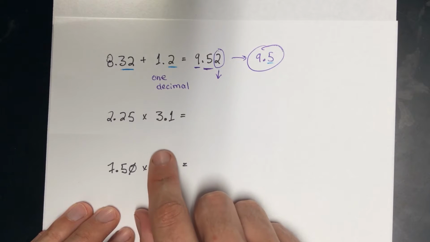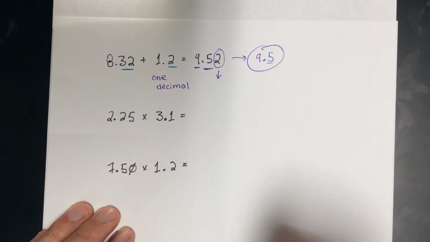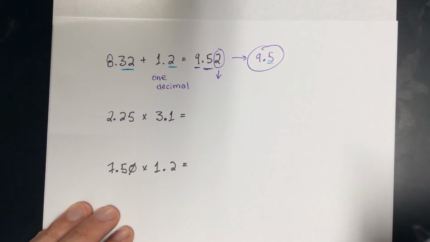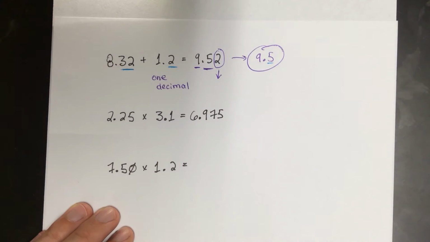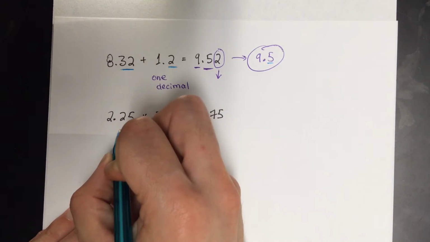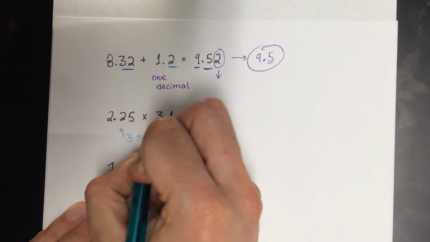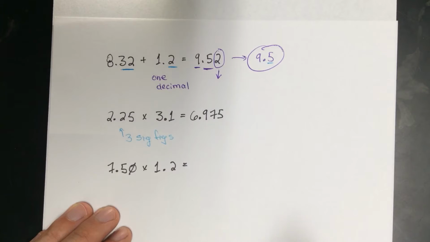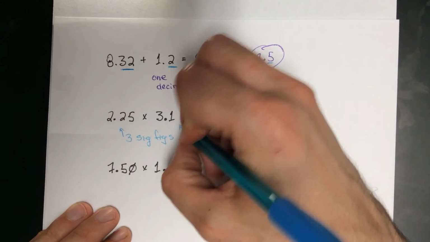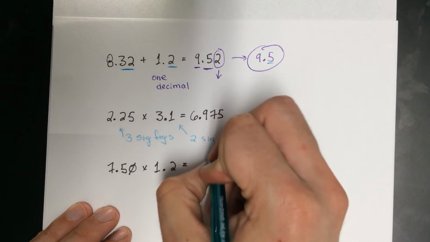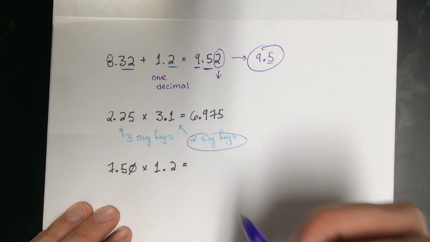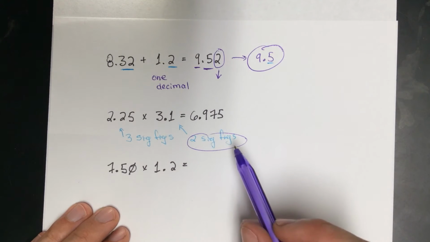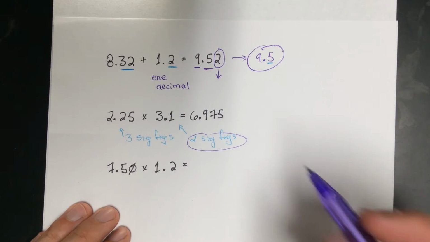For some multiplication division examples, we have 2.25 times 3.1. When we type that into the calculator, it says that the answer is 6.975. But we need to look at the significant figures and decide how to round that answer. So 2.25 has 3 significant figures, because all of the digits are non-zero, so that's fairly straightforward. But 3.1 only has 2 significant digits. Again, all the digits are non-zero, so it's fairly easy to identify that they are significant. So this means our answer can only have 2 significant figures.